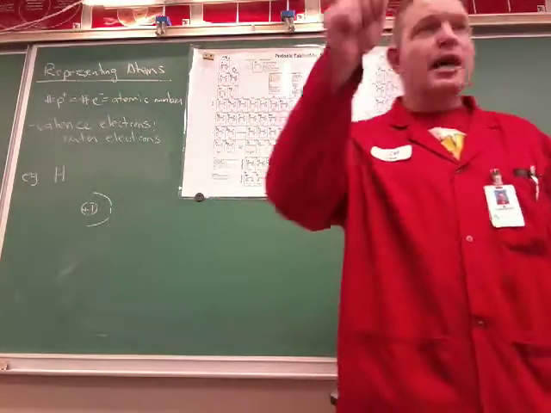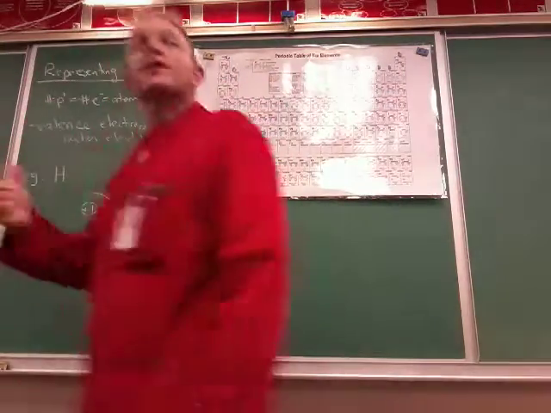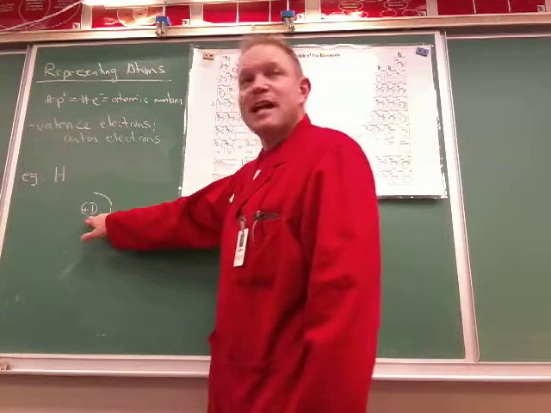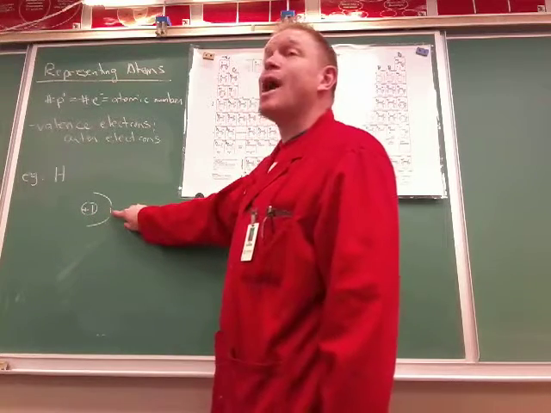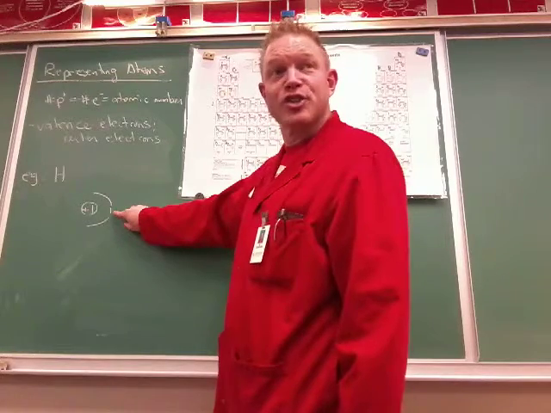I'm not going to draw all those dots. I'm not interested in the dots. I'll draw the dots later on. What does this tell me? Hydrogen has 1 proton, and it has 1 electron in the valence shell, or outer shell.